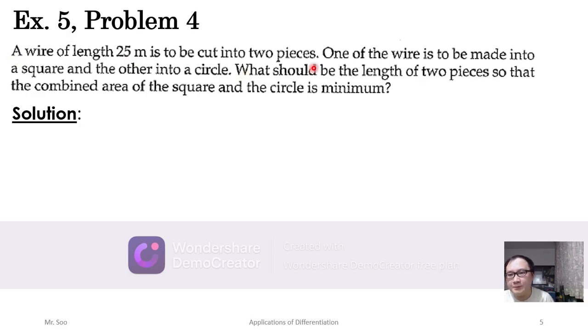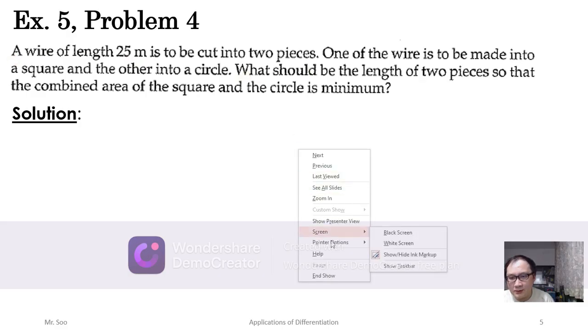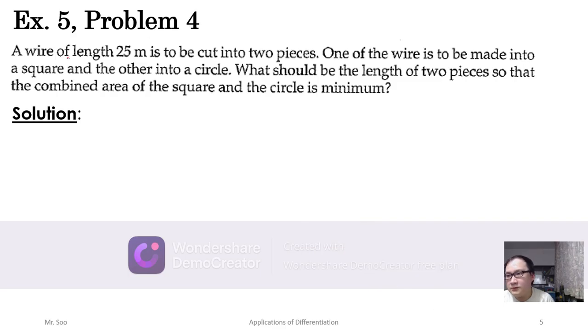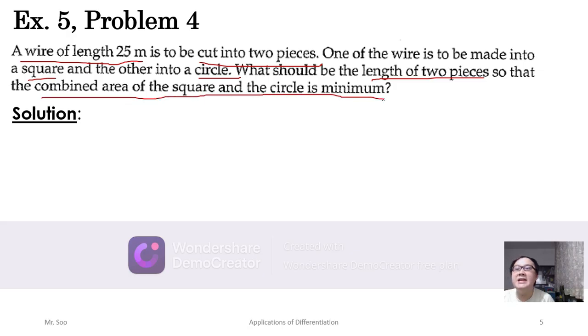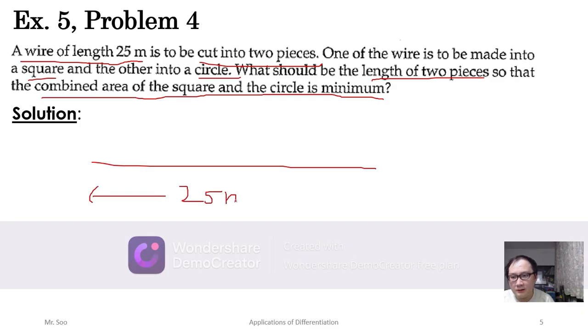A wire of length 25 meters is to be cut into 2 pieces. Let me underline the keywords. So we have a wire of length 25 meters cut into 2 pieces. One of the wire is made into a square, the other into a circle. What should be the length of the 2 pieces so that the combined area of the square and circle is minimum?